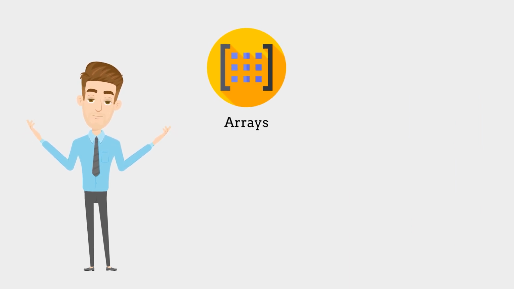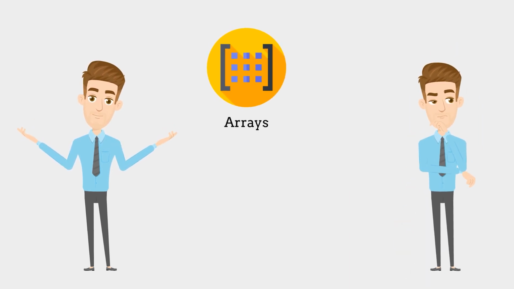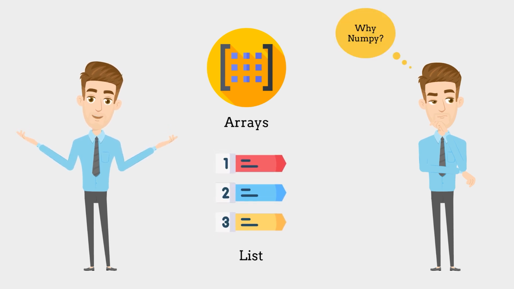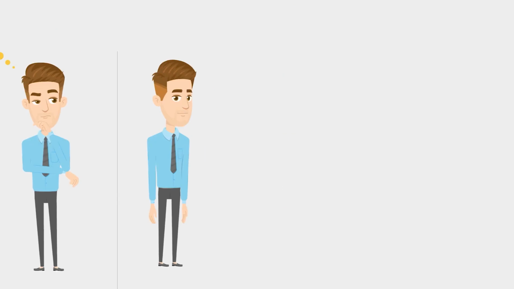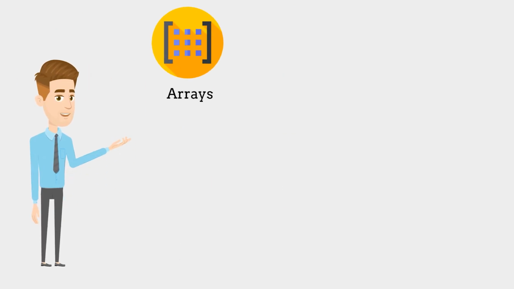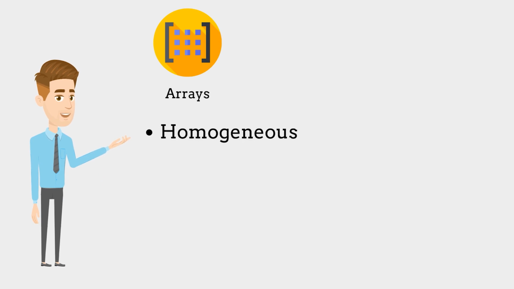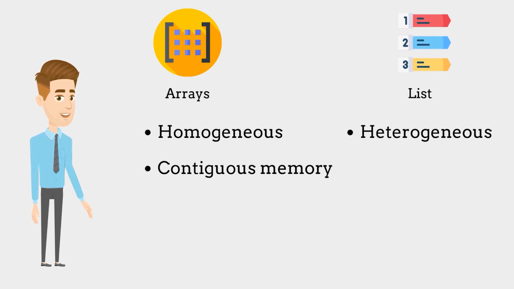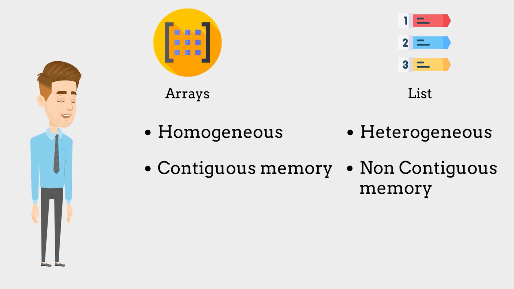Wait. Now you might think, if we have the concept of a list in Python, then why do we use Numpy arrays? The answer is, Numpy arrays are much faster because an array is a collection of homogeneous data types that are stored in contiguous memory locations. On the other hand, a list in Python is a collection of heterogeneous data types stored in non-contiguous memory locations.